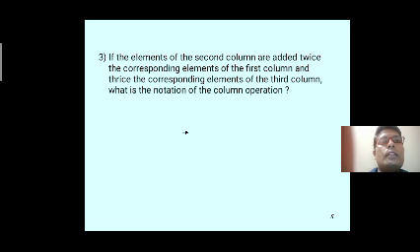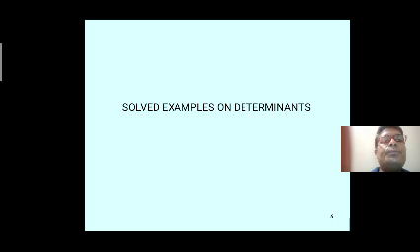We go to the third one. If the elements of the second column are added twice the corresponding elements of the first column and thrice the corresponding elements of the third column, what is the notation of the column operation? The answer is C2 implies C2 plus 2C1 plus 3C3.